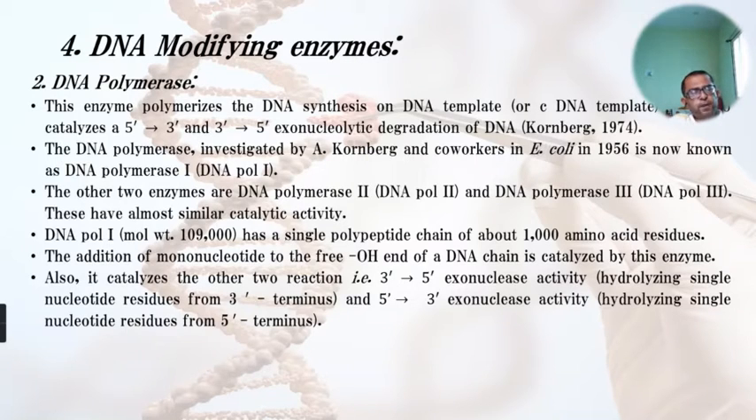Now these DNA polymerase enzymes were first investigated by the scientist A. Korenbaum and his co-workers in E. coli. The DNA polymerase discovered by this scientist is the DNA polymerase first enzyme. After that, we found that there are also two other DNA polymerase enzymes, DNA polymerase second and DNA polymerase third enzyme. And they have one thing in common between them.